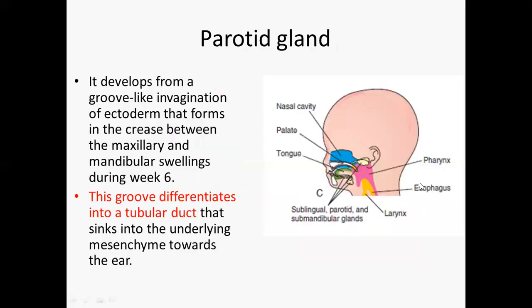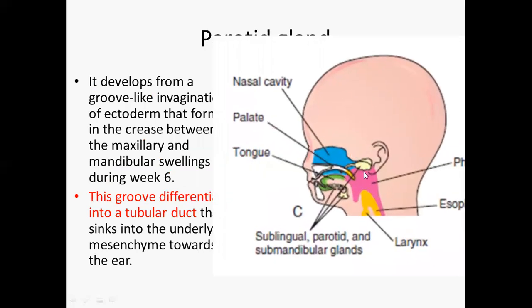Firstly, how the parotid gland is formed. It develops as a groove, an invagination of the ectoderm, which forms a crease between the maxillary and mandibular swellings during the 6th week of intrauterine life. Now this groove differentiates into a tubular duct and it will sink into the underlying mesenchyme, which I have already explained. Now this tube has a dorsal component which is lying close to the developing ear, and it has a ventral component.